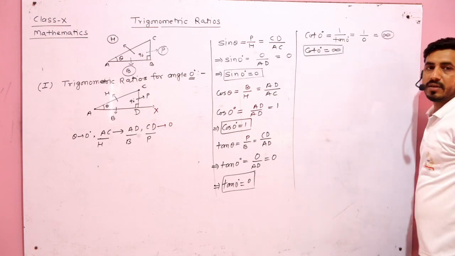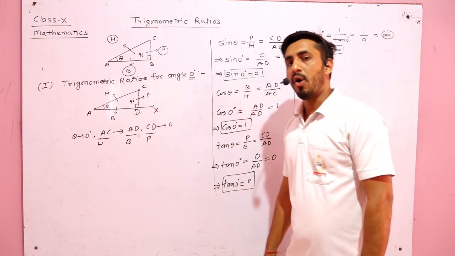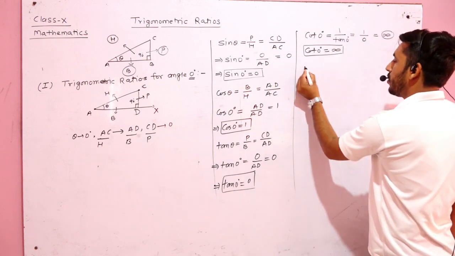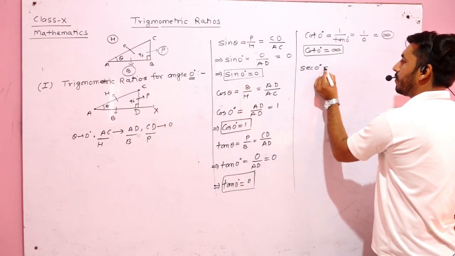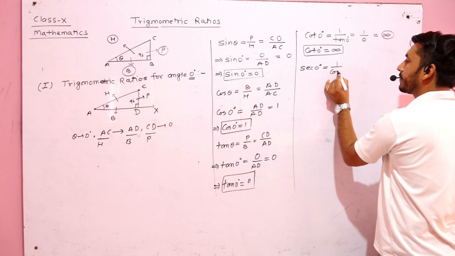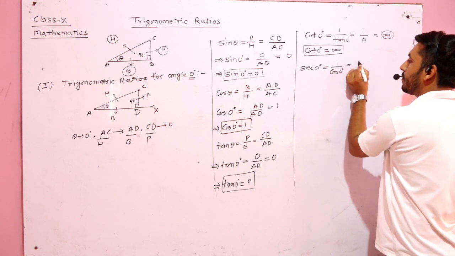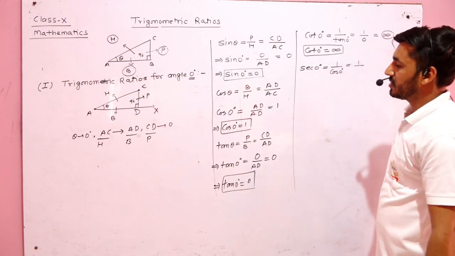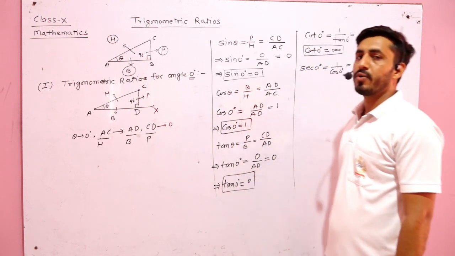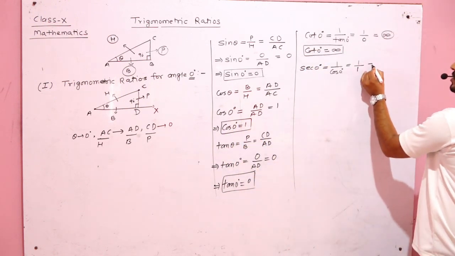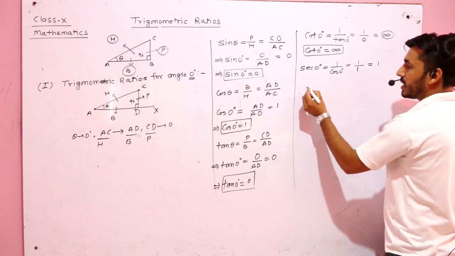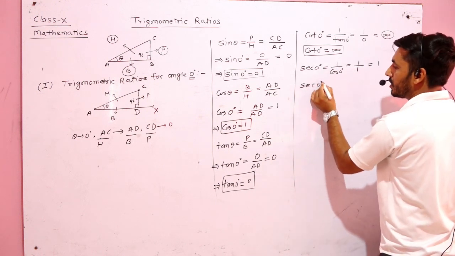In the next condition we will find the value of sec 0 degree. As we know, sec 0 degree is the opposite of cos 0 degree. Then the obtained value will be 1 upon, what is the value of cos 0 degree? It is equal to 1. Then 1 by 1 we know is 1. Then sec 0 degree is 1.